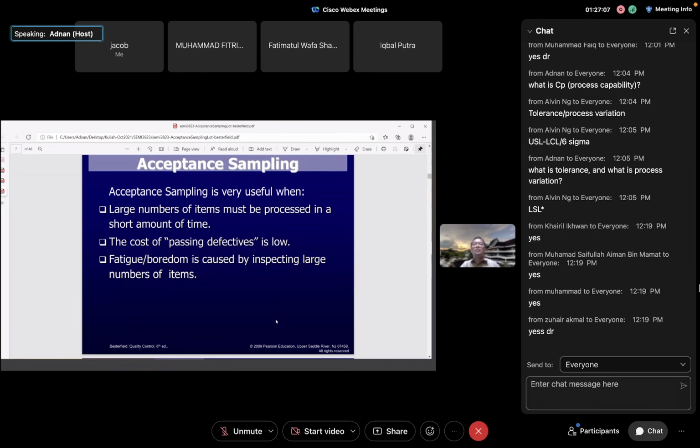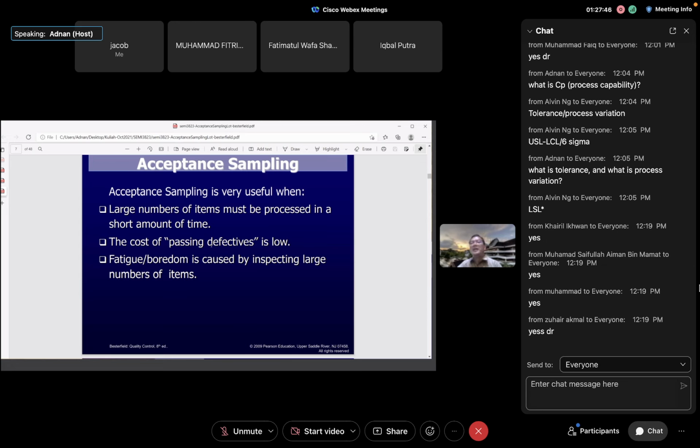Acceptance sampling is useful when a large number of items must be processed in a short amount of time. We have a lot of shipments arriving at our shop, or maybe we are in manufacturing and we receive raw materials. We want to decide whether to accept or not accept what has been sent to us. Of course we cannot inspect 100%. It's too many, we don't have time, and it's expensive. And also the cost of passing defects is low.